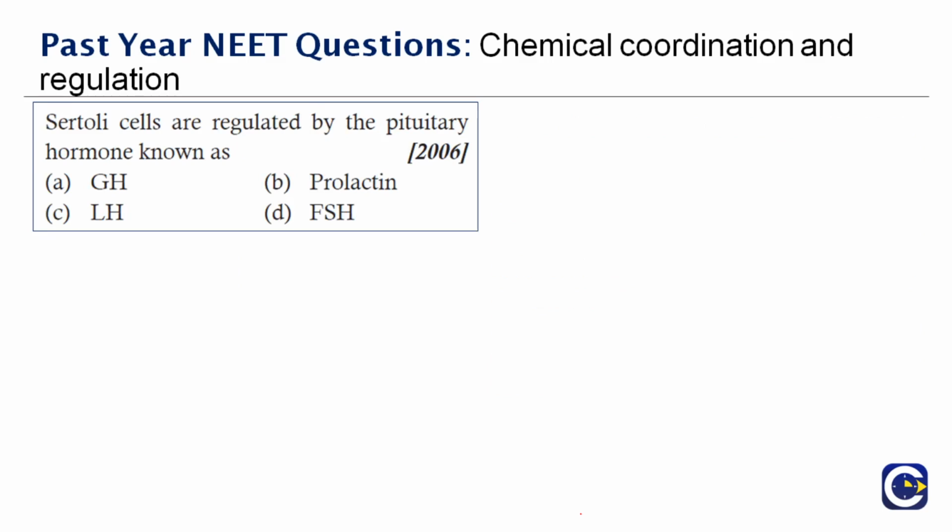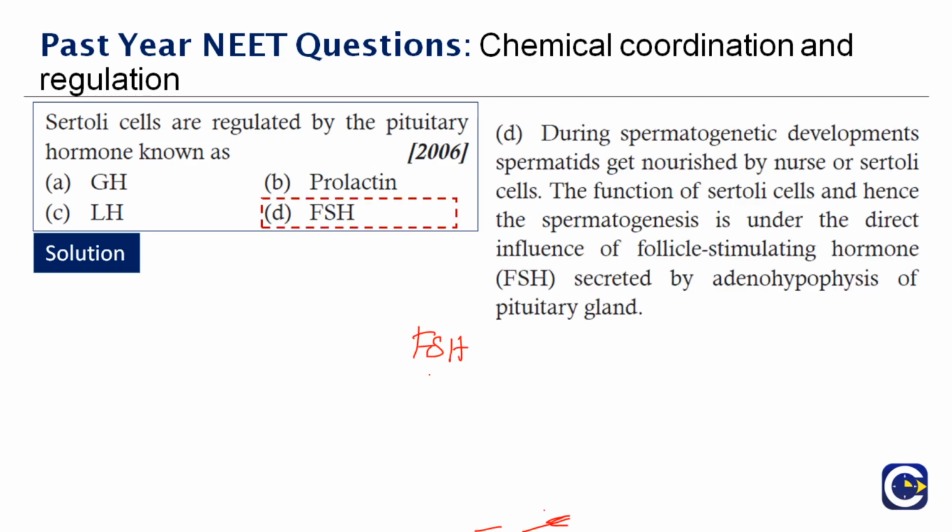Okay, next question here. Sertoli cells are regulated by the pituitary hormone known as dash, and this question was asked in the year 2006. So what is it? Sertoli cells. During spermatogenetic development, spermatids get nourished by the nurse or Sertoli cells. The function of these cells and spermatogenesis is under the direct influence of which hormone? It is under the influence of FSH, secreted by the adenohypophysis of the pituitary gland. Therefore, Sertoli cells are regulated by the pituitary hormone known as FSH, which is option D.